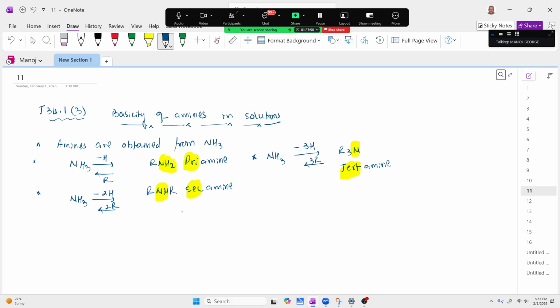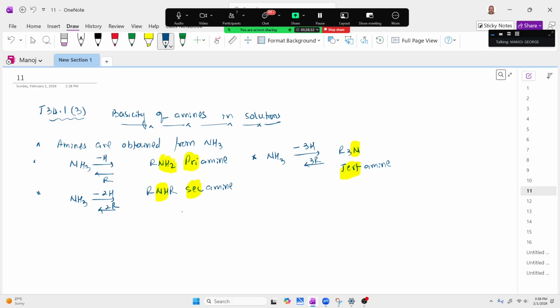So basically, what that means is from an ammonia, if I take one hydrogen and replace it with one R group, it becomes RNH2, correct? So if I see RNH2, I'm going to call that a primary amine, which is obtained by removing one hydrogen from ammonia and replacing it with one R group. If I replace two hydrogens with two R groups, I get a secondary amine. If I replace all three hydrogens with three R groups, I get a tertiary amine. That's what it talks about: how many hydrogens am I replacing?